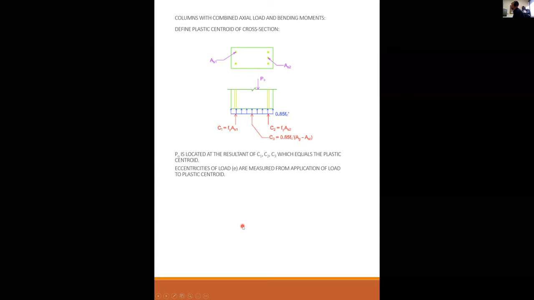Eccentricities of the load, we label eccentricity as little e. Eccentricities of the load are measured from the application of the load to the plastic centroid. That's why it's important. If you have a symmetrical section, see, this one is not. I have two rebars, I have three rebars. So you'd actually have to calculate where the plastic centroid of this section is. But in most cases, the column is symmetric. If the column is symmetric, then by observation, you can say that the plastic centroid is right down the center of the column. And any eccentricity of the load from the center of the column is your eccentricity.